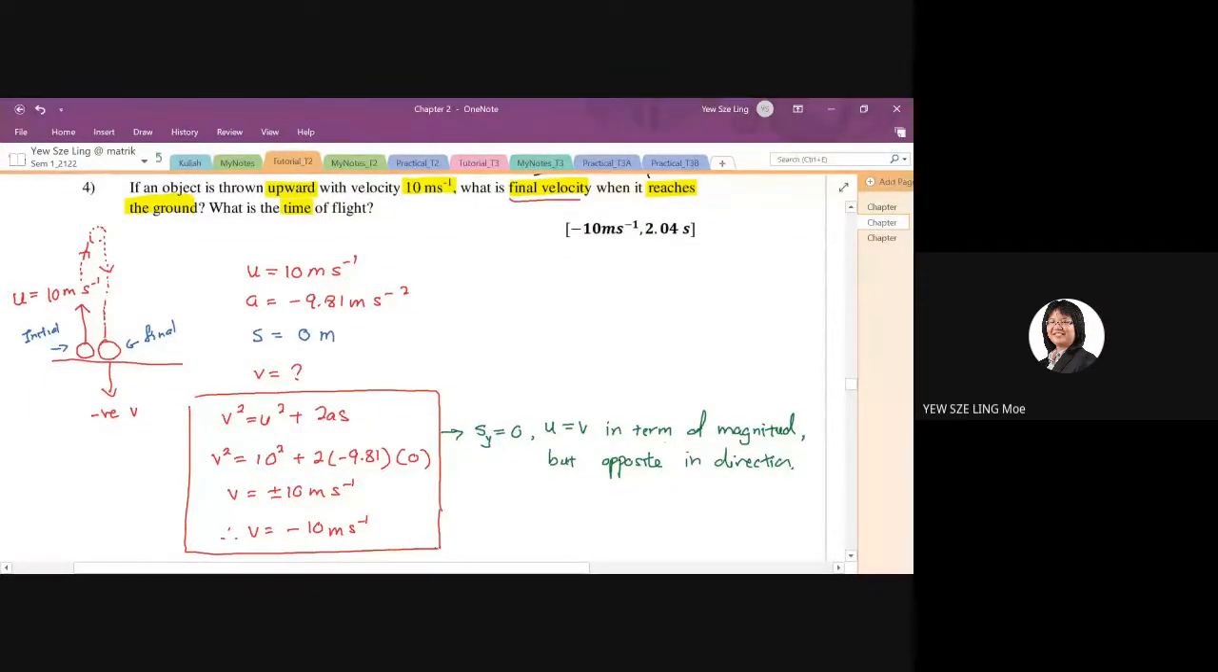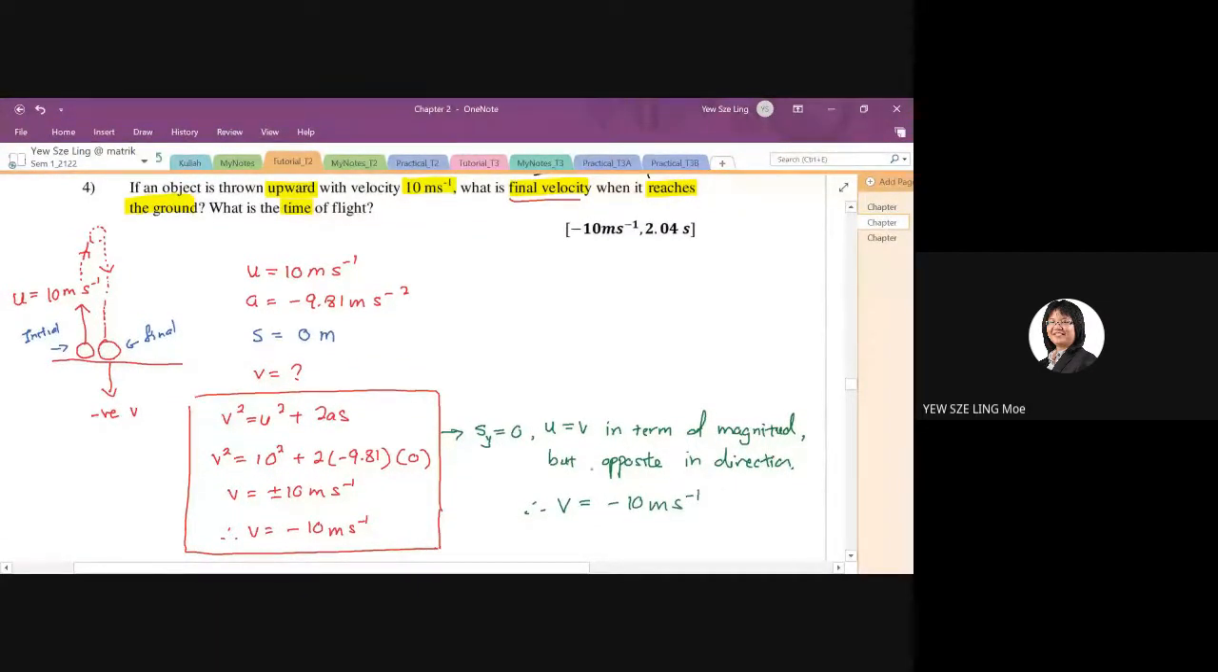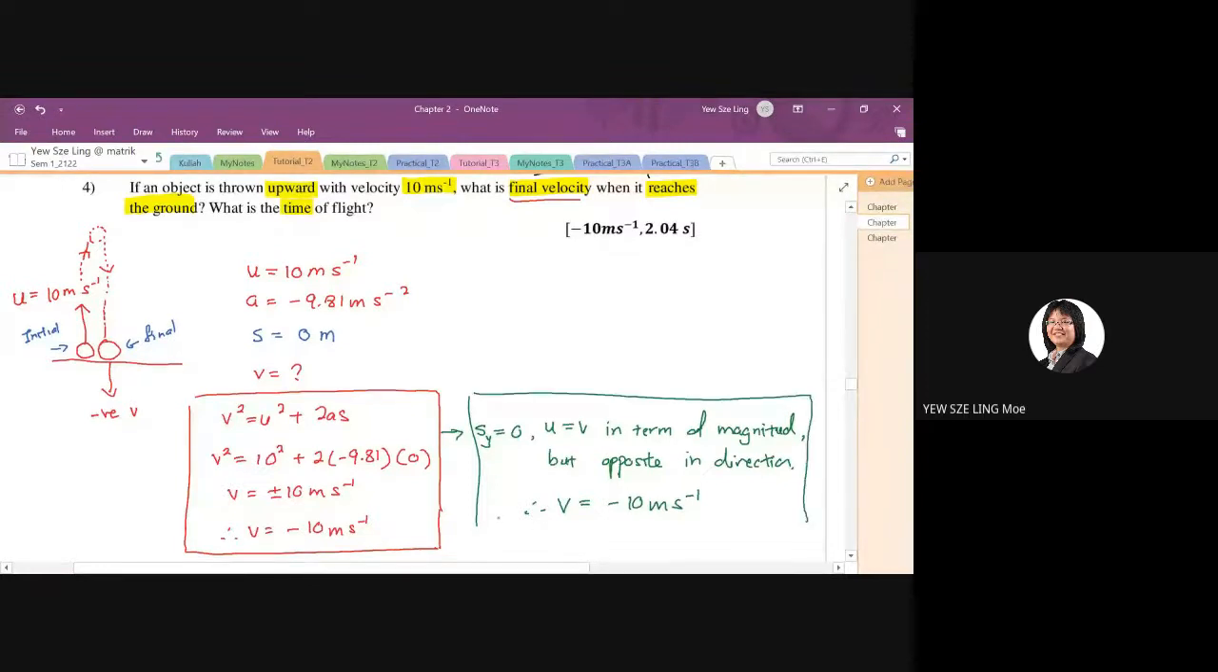So therefore, v is equal to negative 10 m s^-1. For those of you who know the concept, when an object drops and goes back to the same level as the initial position, you can straight away explain it by using the sentence. But this type of question usually comes out in objective questions rather than subjective, because you can answer it immediately without any calculation.